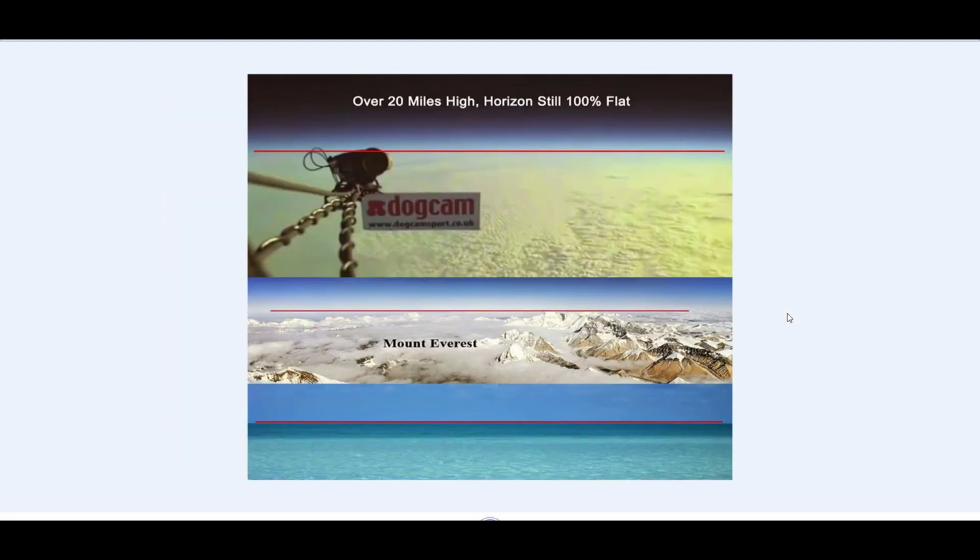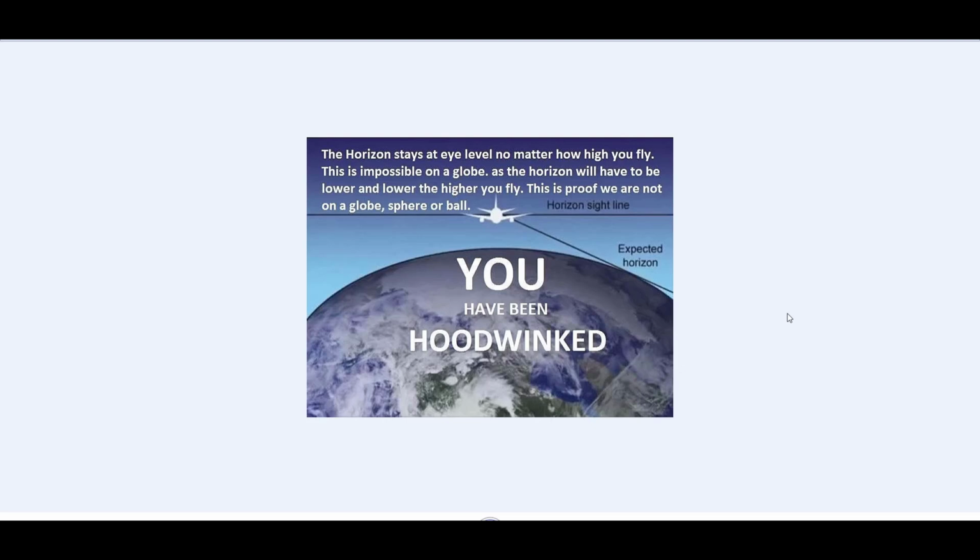Over 20 miles high, which is, according to 1 mile being 1.6 kilometers, about 32 kilometers, right? The horizon is still 100% flat. Mount Everest and sea level: you see different heights, same type of horizon. The horizon stays at eye level no matter how high you fly. This is impossible on a globe, a spinning ball Earth with curved water, as the horizon would have to be lower and lower the higher you fly. This is proof we are not on a globe or a sphere or a ball.